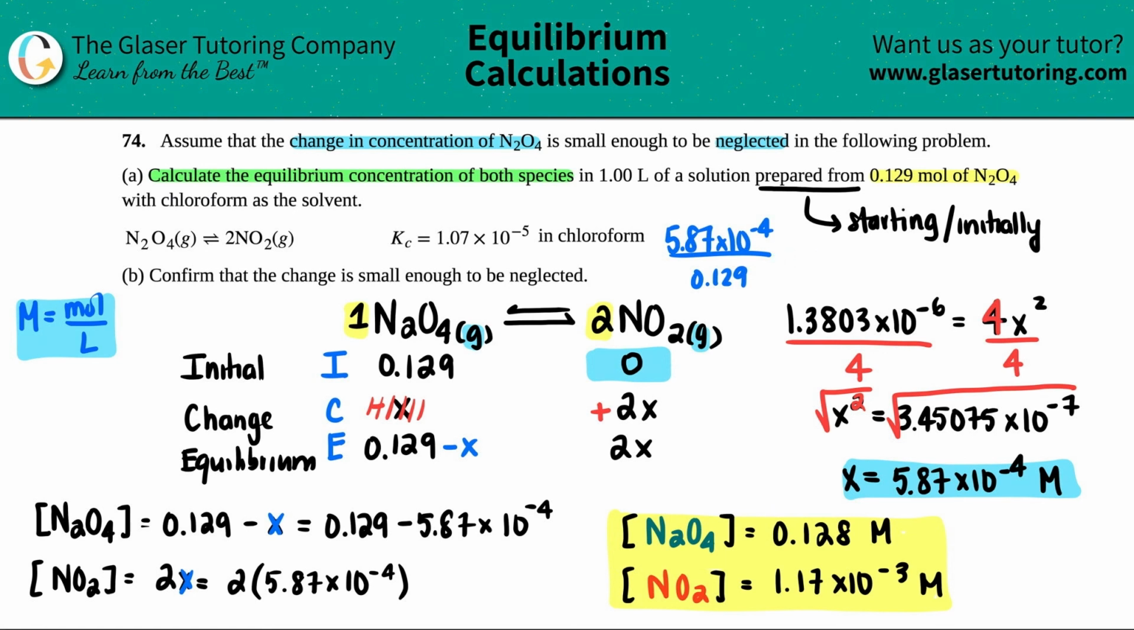But this is teacher or professor specific. But basically, if you get your 2 concentrations to be so close, then you can neglect that minus X, and it just makes your life much easier when doing the math.